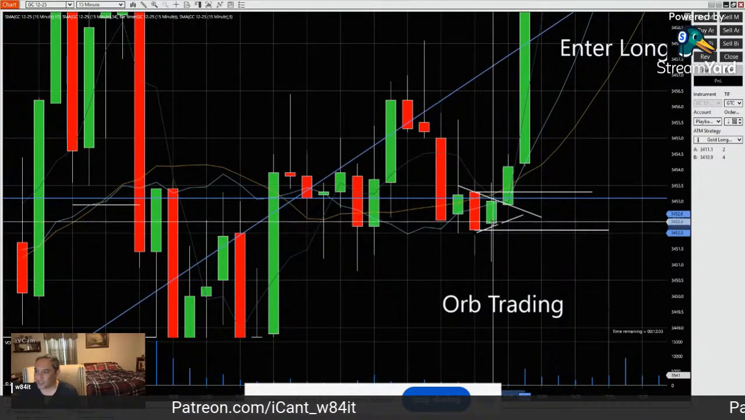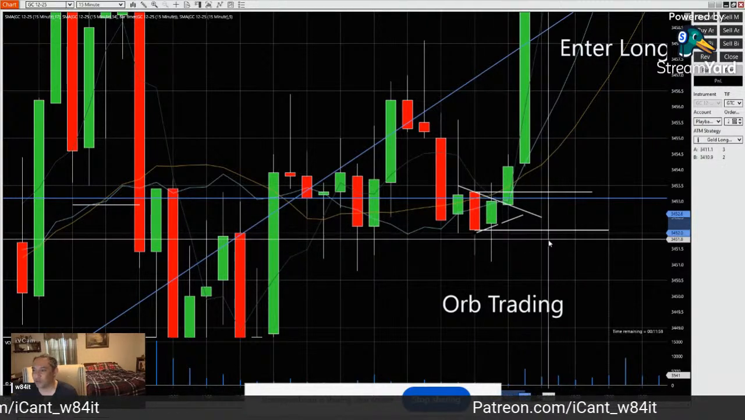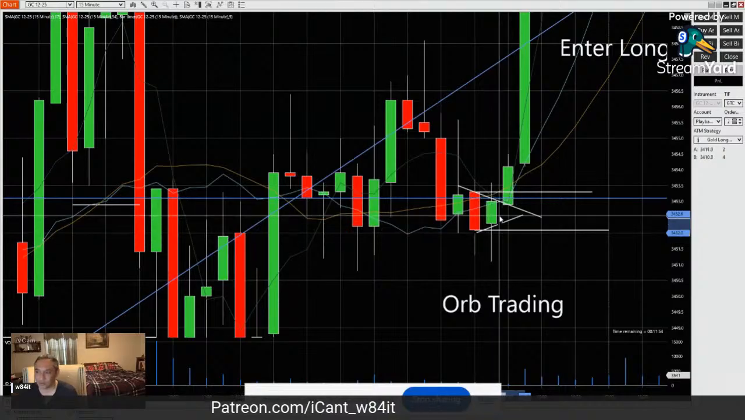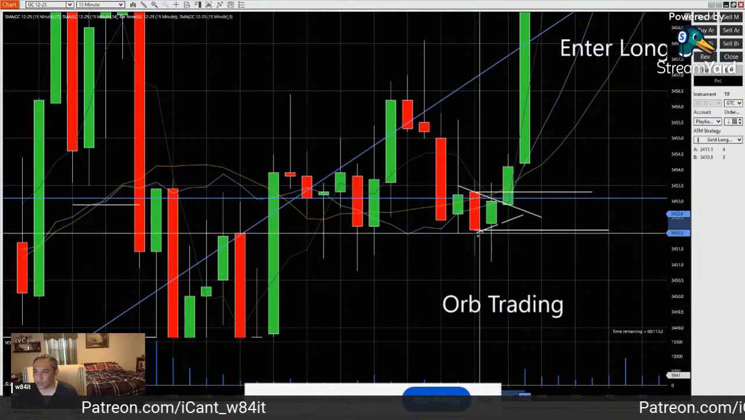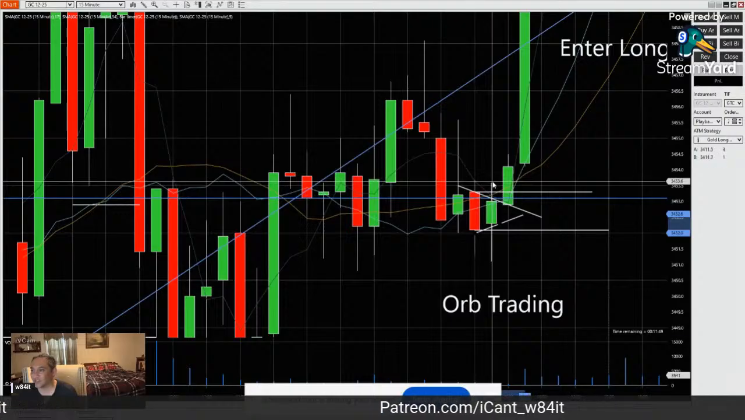So the body is inside of the candle, the red candle here. Where the next candle closes is the next direction of your trade. And so that's how that works there. Another thing to help you with that is this.